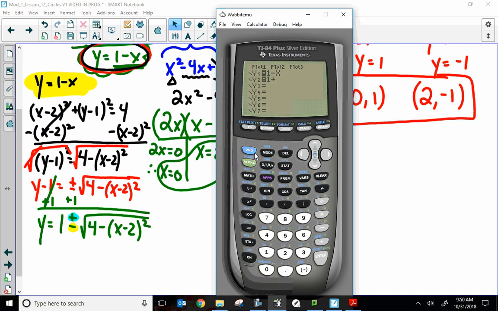1 plus the square root of 4 minus parenthesis x minus 2 parenthesis squared. Wowzers. And now I'm going to do it again with the minus sign here. No big deal. 1 minus the square root of 4 minus parentheses. Notice that I'm typing this in exactly as it's written. These are exactly as it's written, my plus and minus. And I'm going to graph this.